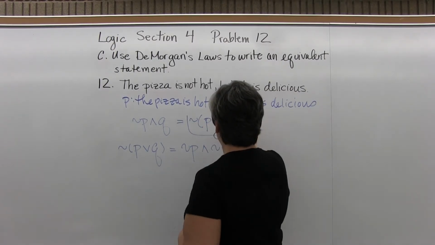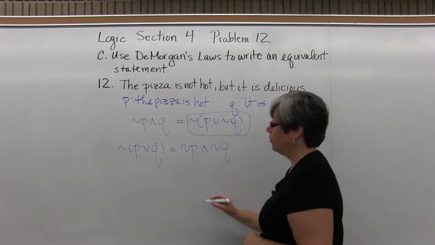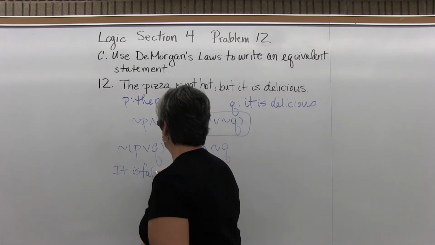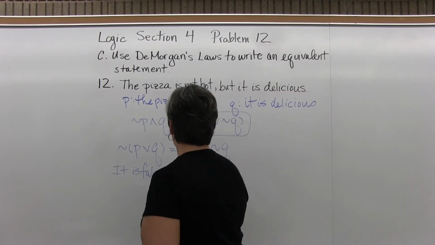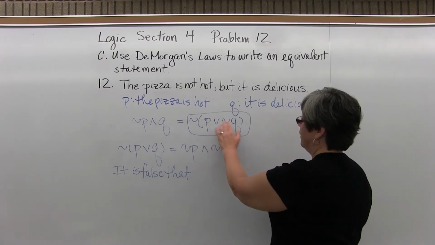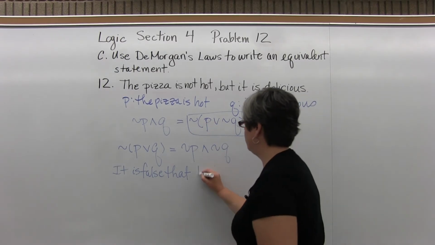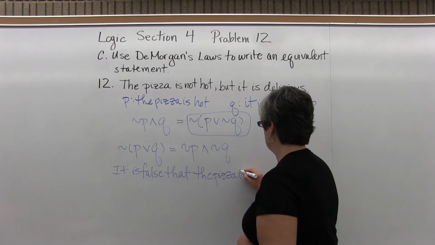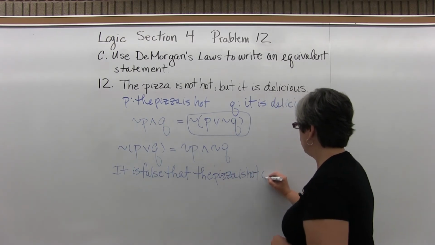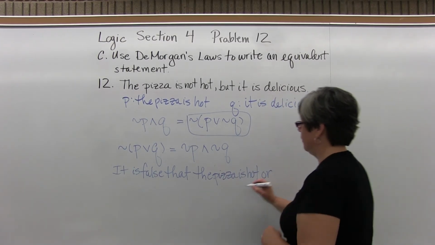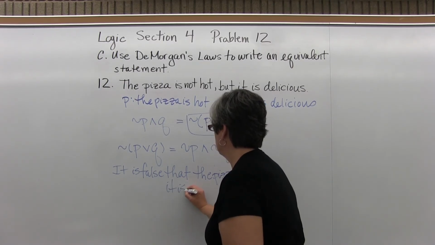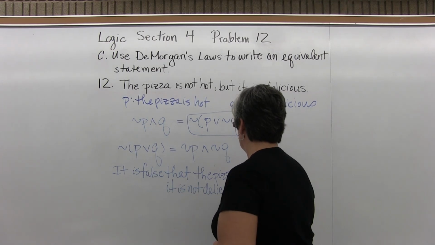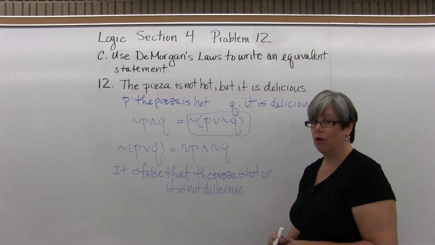So this is our statement we need to rewrite. So we have: it is false that, and then our two statements, P, the pizza is hot, or it is not delicious. Our equivalent statement.